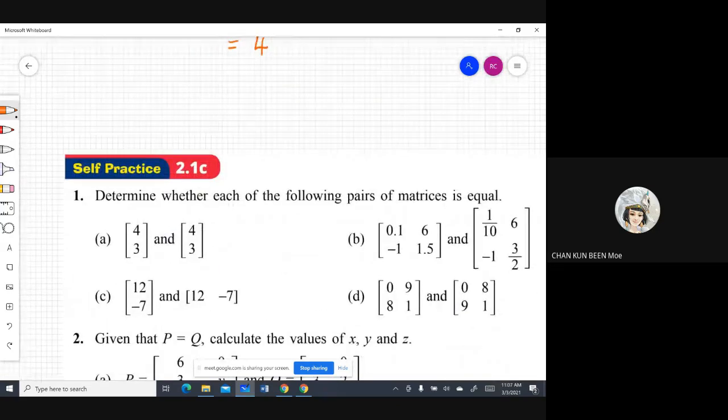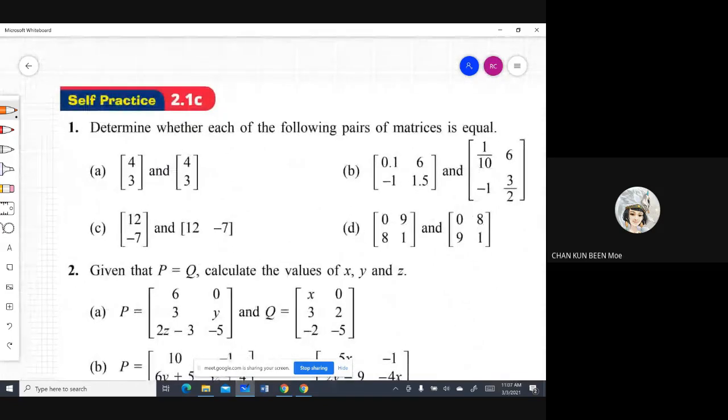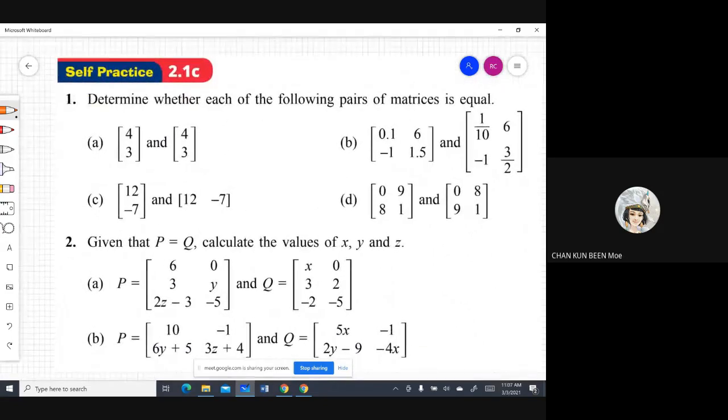Okay, then continue with exercise 2.1c. Determine whether each of the following pairs of matrices is equal. So you also learn about equal matrices. So to find out whether they are equal or not, the order must be the same. So first one, 4, 3, 4, 3, equal, this one.